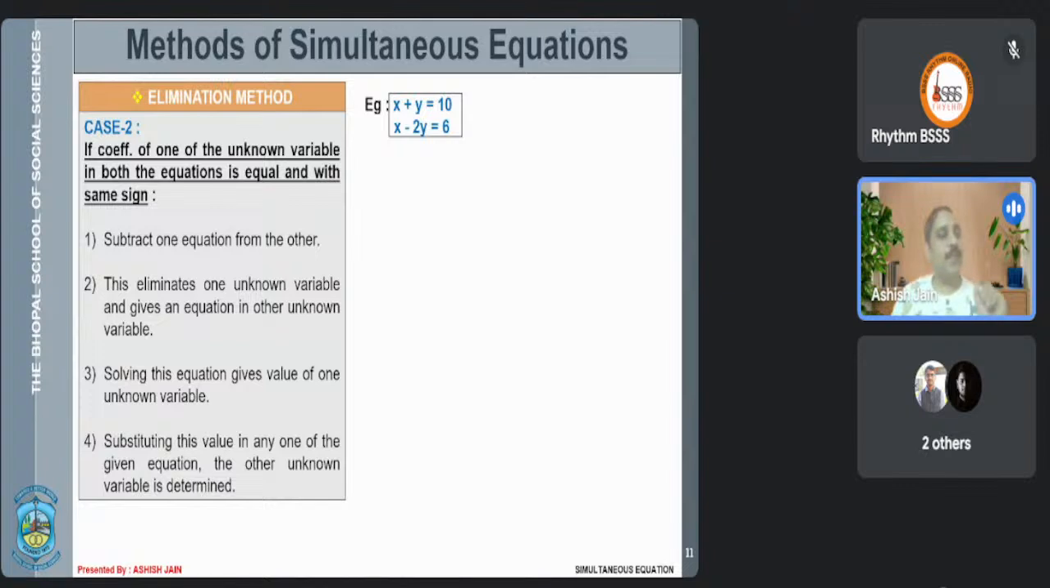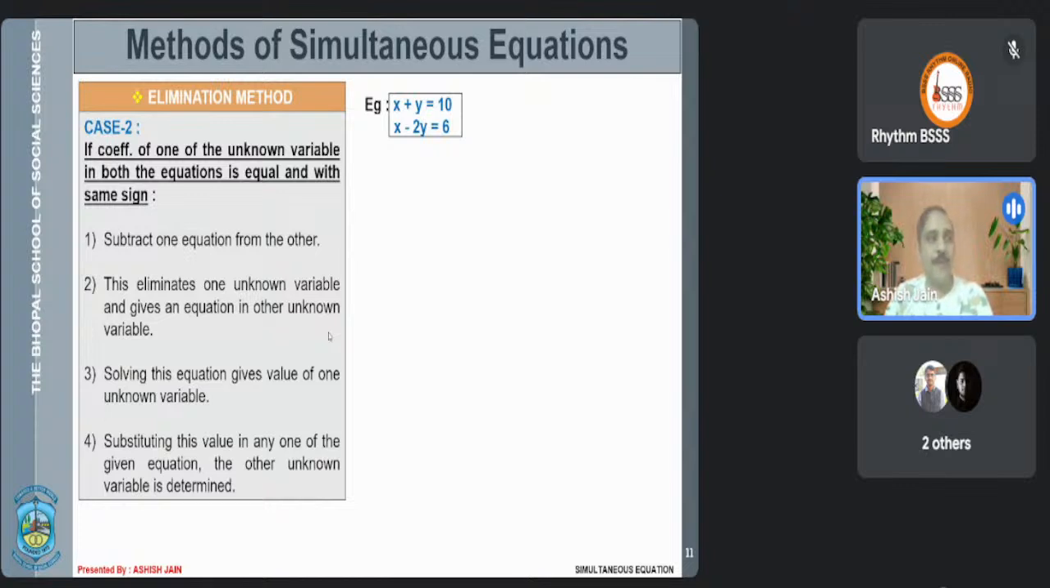Here, if the coefficient of one of the unknown variables in both the equations is equal but with the same sign. Okay, पहले वाले में opposite sign था, same value थी, यहाँ पे same sign है, same value है. Let us see the example we have. We have x plus y is equal to 10. We have x minus 2y is equal to 6.